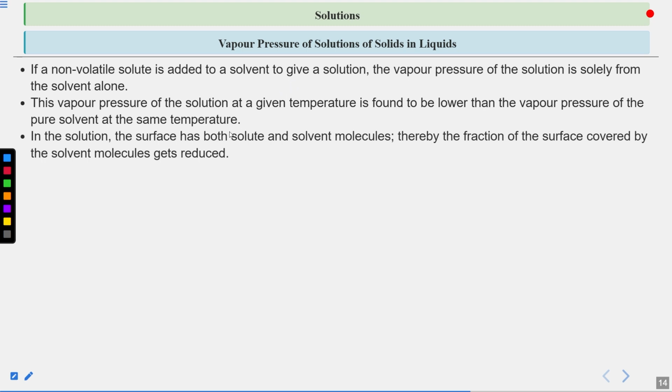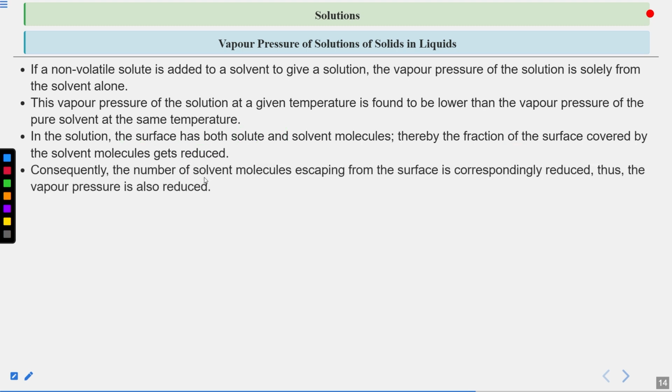Now, if we try to restate what I have discussed earlier in points, the surface has both solute and solvent particles. Since the fraction of the surface covered by the solvent molecules gets reduced, the number of solvent molecules which are escaping gets reduced, and now we have a reduced vapor pressure. So you can explain this whole lecture about the lowering of vapor pressure with the help of this, when we discuss colligative properties in more detail.